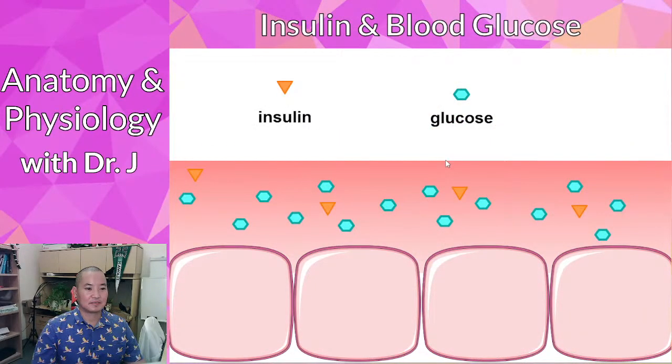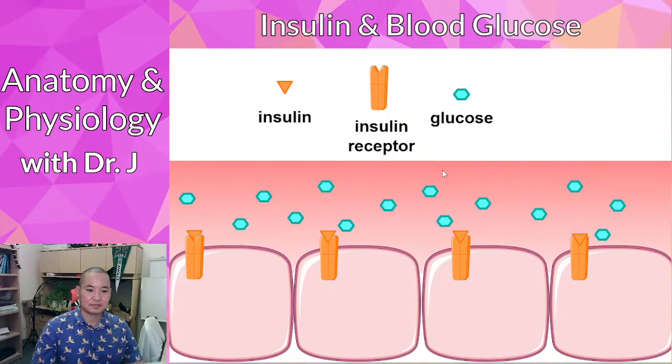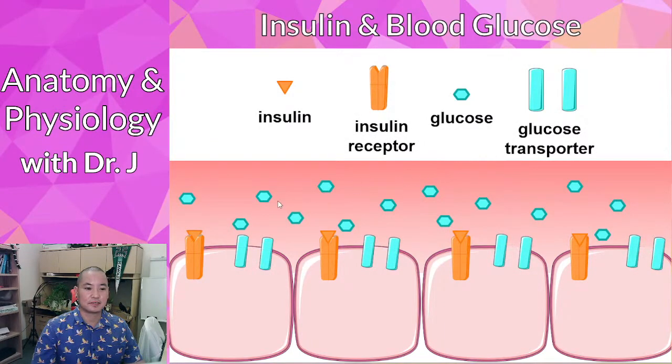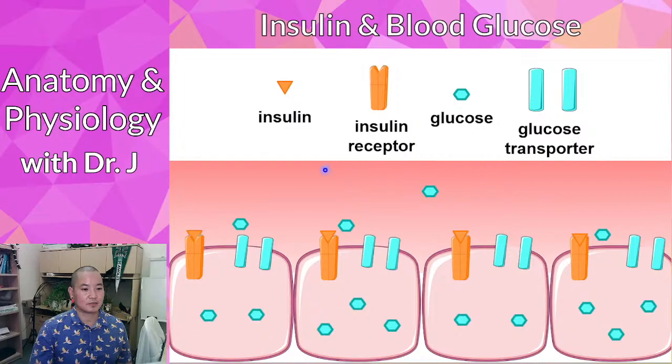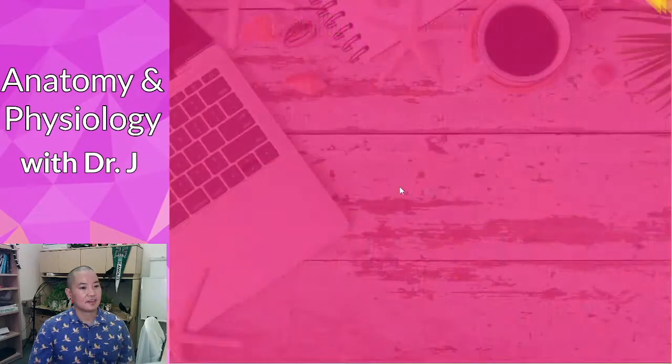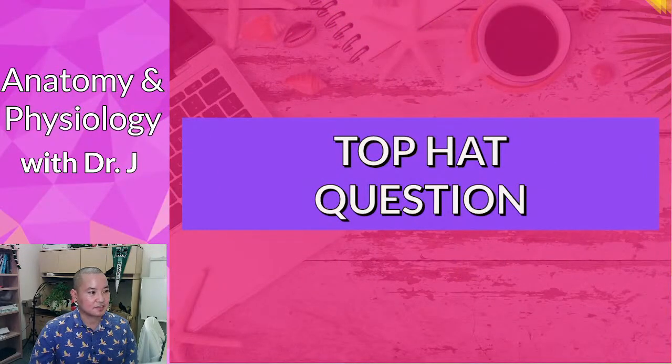Now, what we have with insulin and blood glucose, again, insulin binds to a receptor, and glucose transporters appear, and this is why your blood sugar becomes lower when you have insulin. Because why? With these glucose transporters there, it's going to move glucose from the bloodstream into your cells, thereby lowering your blood sugar.